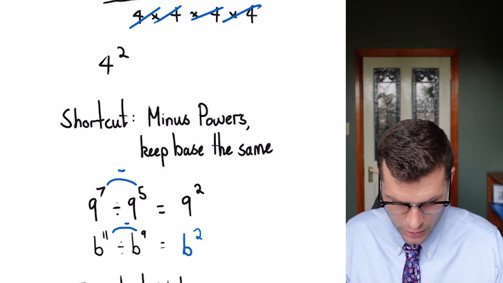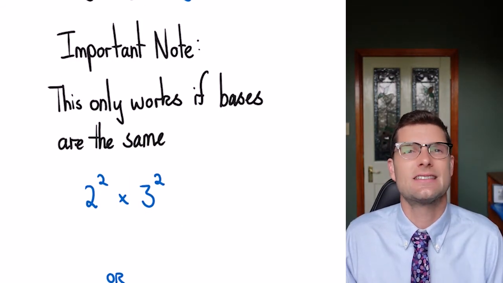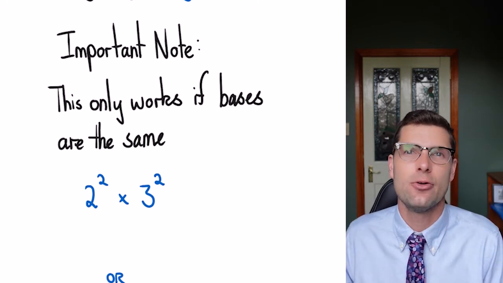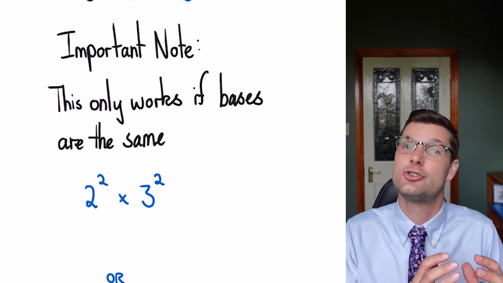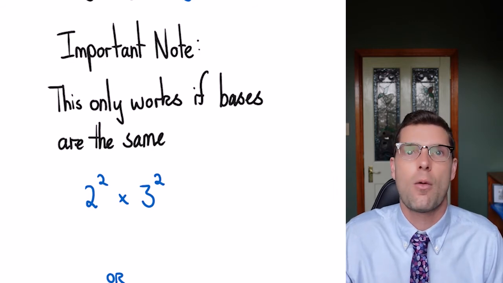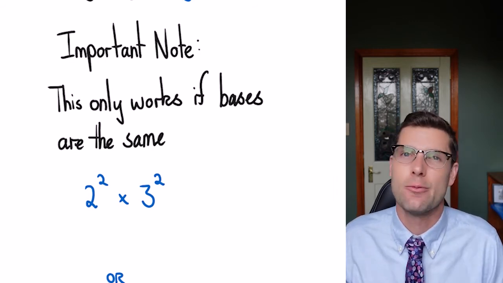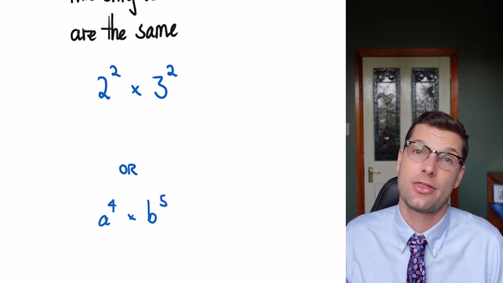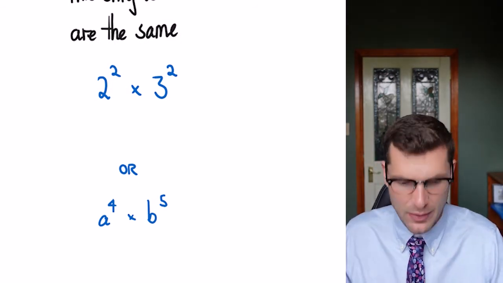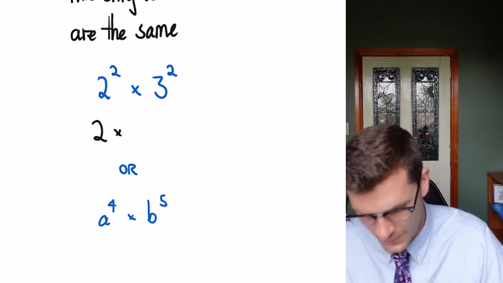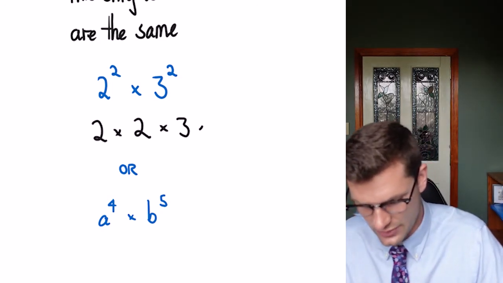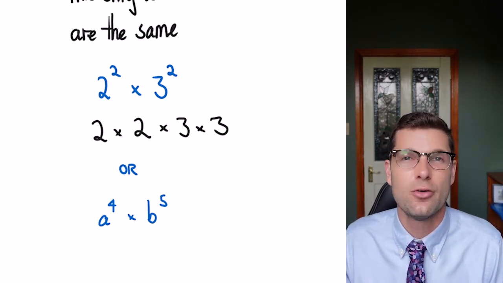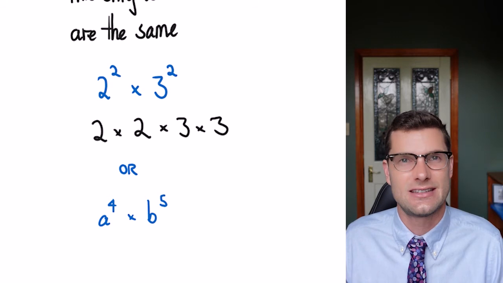A really important note is that this only works if the bases are exactly the same. Going back to that first example, because they were the same, we just had 2 times written out way more, and that's why we were able to combine them. But if we had something like this, 2 to the power of 2 multiplied by 3 to the power of 2, if we expanded this out, we would have 2 times 2, times 3 times 3. I can't group these like I did in that first example, so there's no way for me to simplify it.